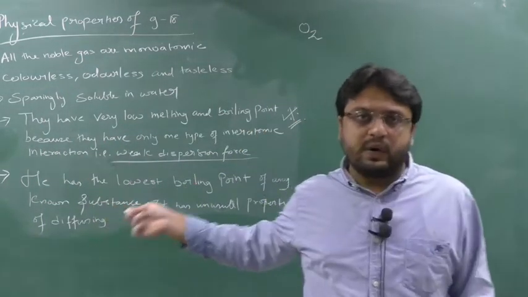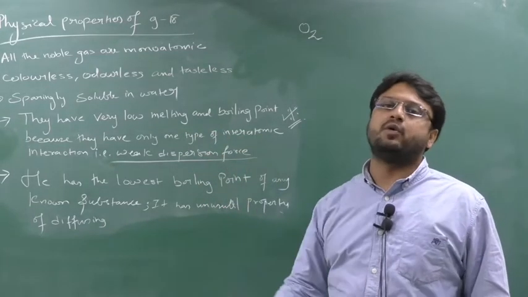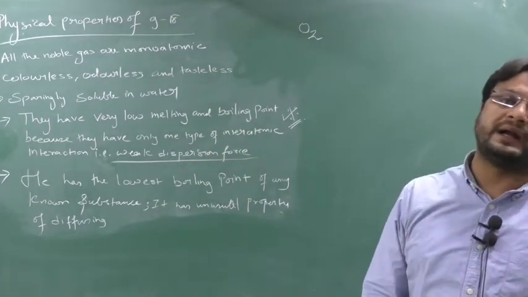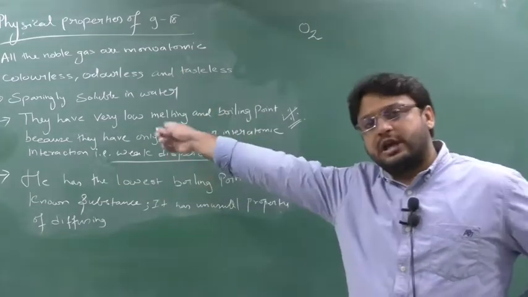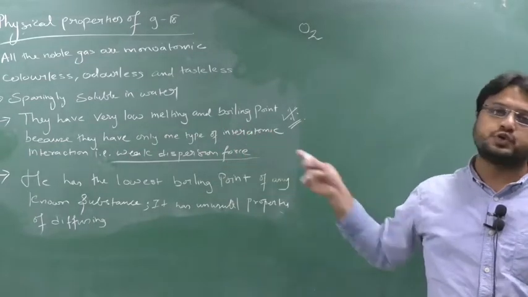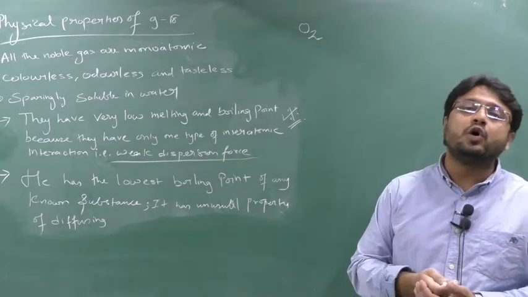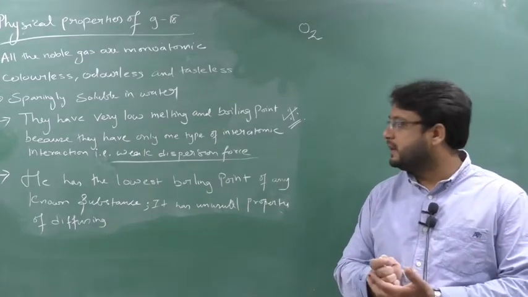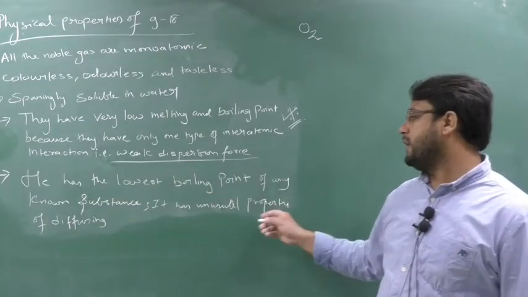Once more I repeat, why do they have a low melting and boiling point? They have a low melting and low boiling point because they have only one type of interatomic attraction. Why only one type? Because they are monatomic. So they have only one type of interatomic attraction, that is weak dispersion forces. Due to this reason, they have a low melting and low boiling point. Clear?